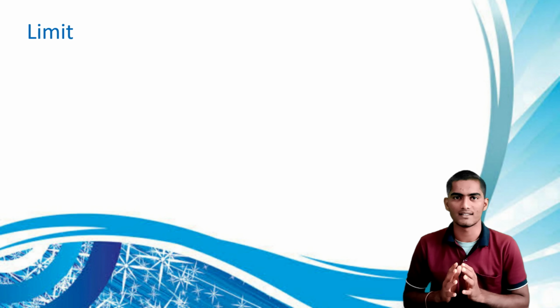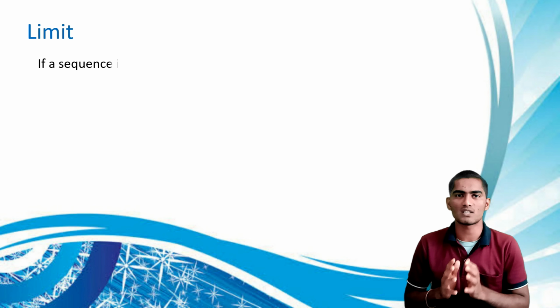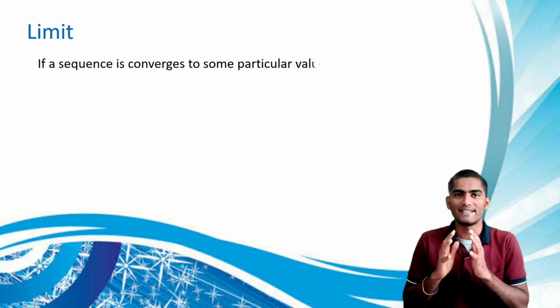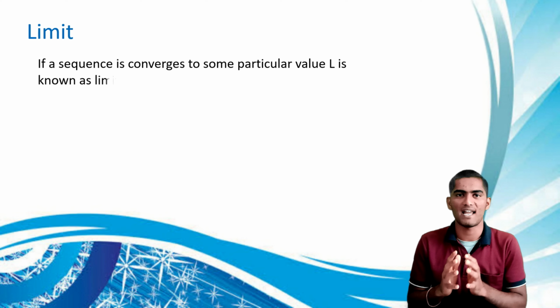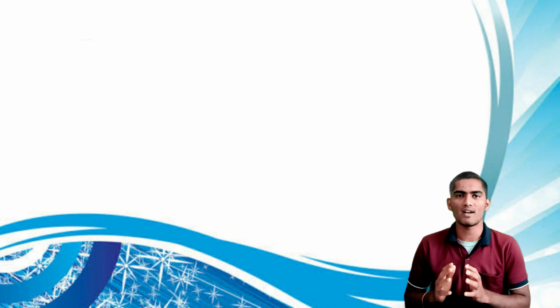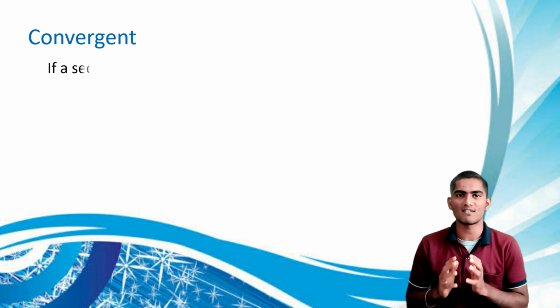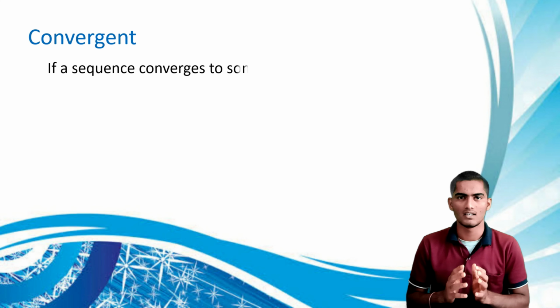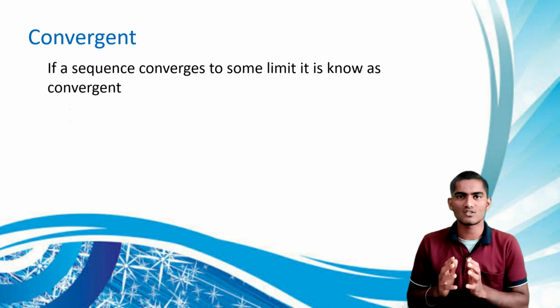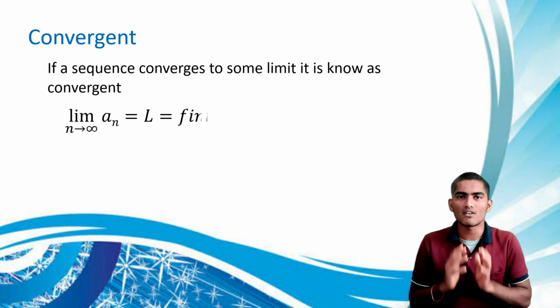Next one is limit. If the sequence converges to some particular value L, it is known as limit of a sequence. It is denoted as limit as n tends to infinity An equals L. Next one is convergent. If the sequence converges to some limit, it is convergent. Limit n tends to infinity An equals a finite value.